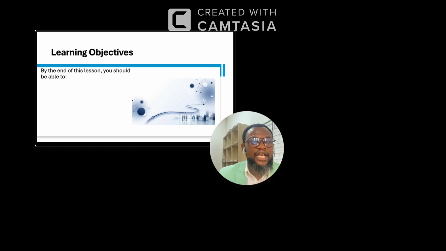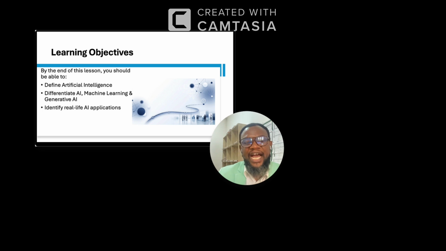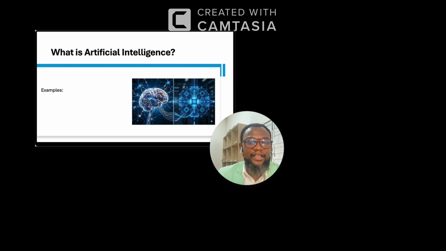All right. So by the end of this lesson, you should be able to tell the meaning of artificial intelligence, differentiate between and amongst AI, machine learning, and generative AI, identify real life AI applications, and understand how AI is beneficial as well as the limitations with AI.